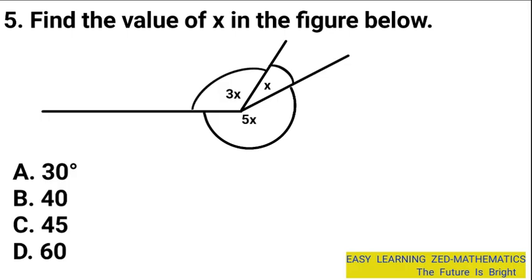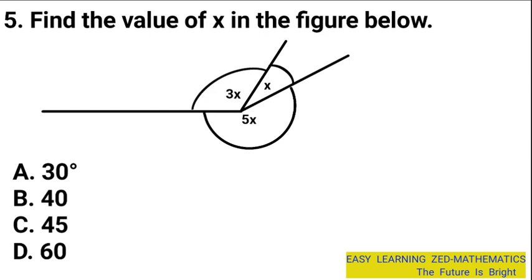So this is the figure which is drawn, where you can see that there is 3x, x, and 5x, and these are angles. They are telling us to find the value of x. Now, one thing you should note is that all 3 angles are forming angles at a point. Meaning all these 3 angles, when you add them, should give you 360 degrees.